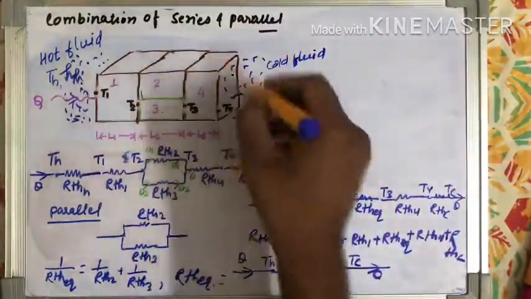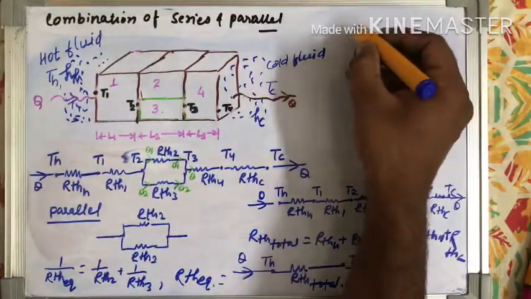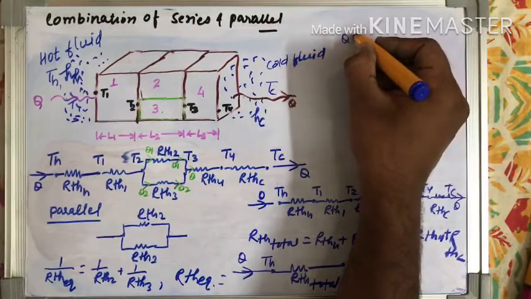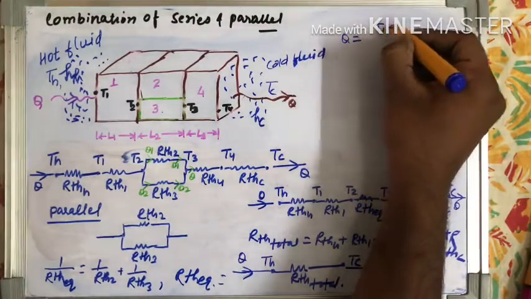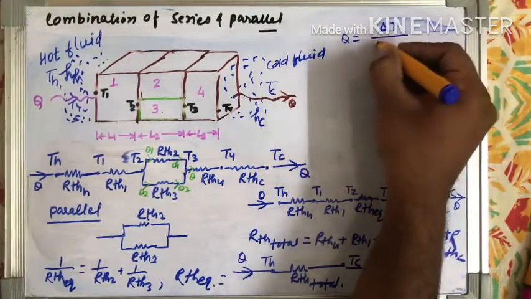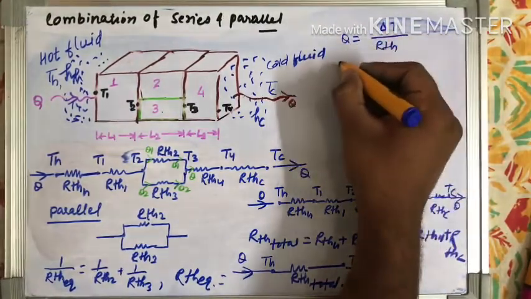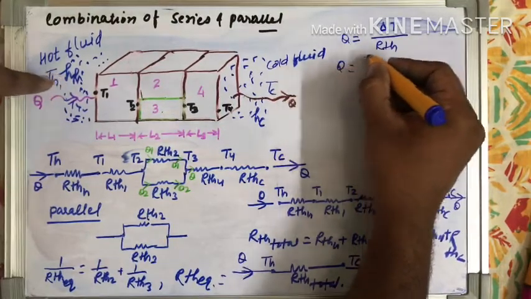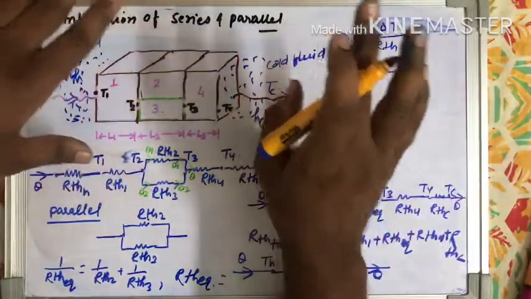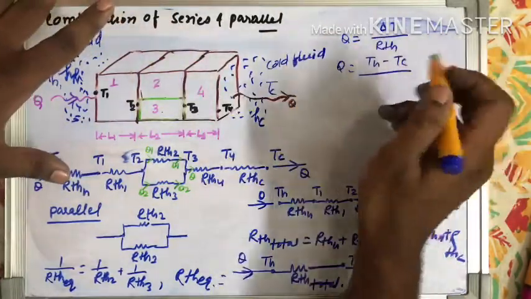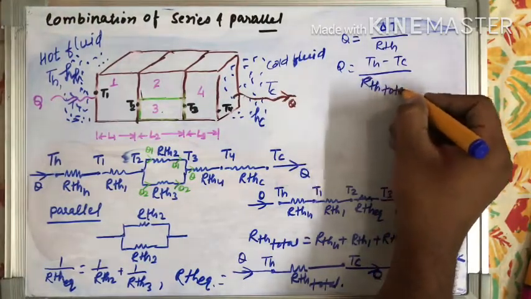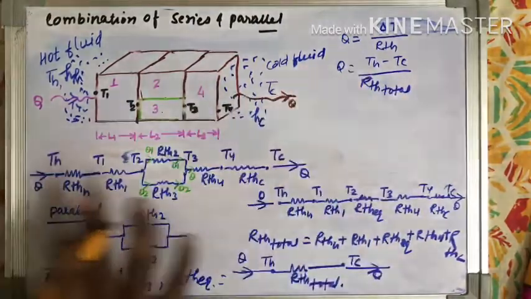Now how is it going to help us? If we want to calculate the heat transfer rate Q, what do we require? As we know from the basics, Q should be on the left hand side, the temperature difference del T should be in the numerator, and the resistance in the denominator. So I can write Q equal to TH minus TC, the initial high temperature minus the last minimum temperature, divided by the total thermal resistance. Now this total thermal resistance may be calculated this way.